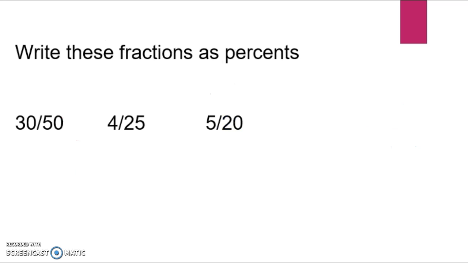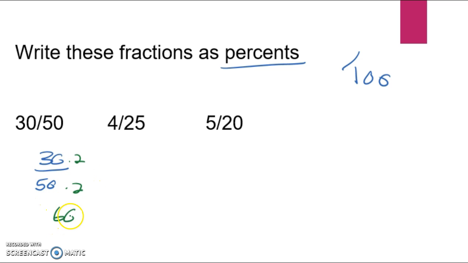So number 5 says write these fractions as percents. So we need to do the backwards thing now. So we've already written them out of 100, but we know in order for something to be a percent, it has to be out of 100. Right now I have 30 out of 50. So to make that out of 100, I need to multiply by 2, because that would make the bottom 100. So I have 60 out of 100, and then my final answer would be 60%.